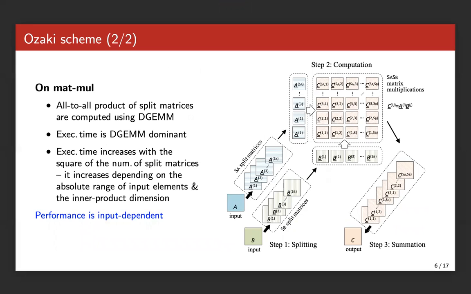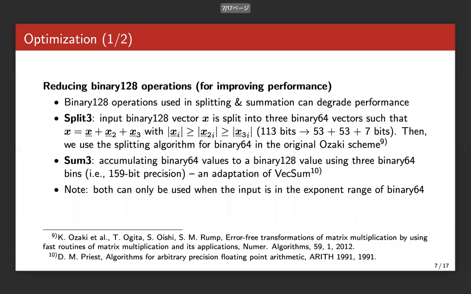Applying this scheme to matrix multiplication, the overall schematic can be illustrated as shown in the figure. You can use DGEMM for the product of split matrices, and DGEMM will dominate the execution time. The execution time increases with the square of the number of split matrices. And let me repeat, the number of split matrices is input dependent. On matrix multiplication, the execution time becomes DGEMM dominant.